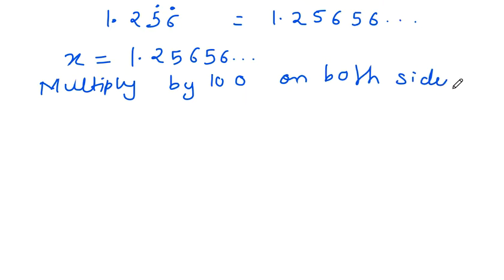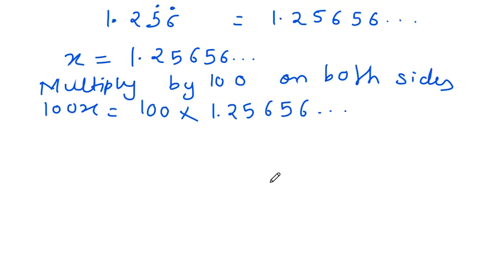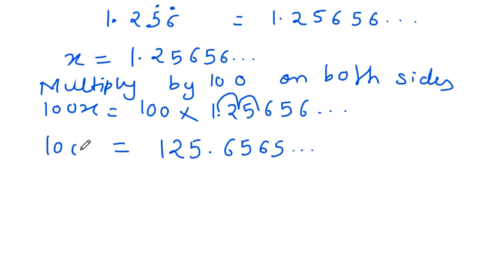So now what will this be? 100x, which is equal to 100 into 1.25656 and so on. Now, into 100 means you move the decimal right how many times? 2 times, because here it's 100. So here it's 1, 2. So it will be 125.6565 and so on. So here this is 1 and this is 2. You will subtract both of them.